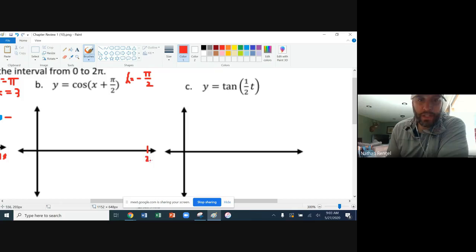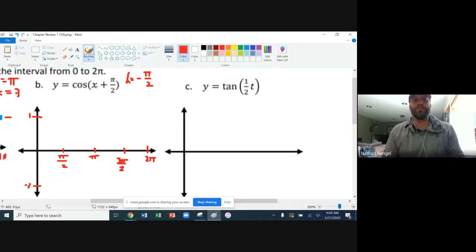So we'll get our graph set up again. Got our 2 pi, pi, pi over 2, and 3 pi over 2. Okay, cosine amplitude is 1 here, so we're going to go 1 to negative 1, and the b value is 1, so that means we're going to have 1 cycle from 0 to 2 pi.